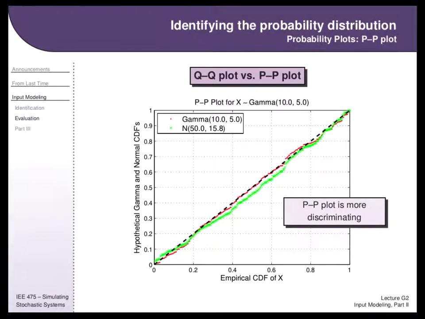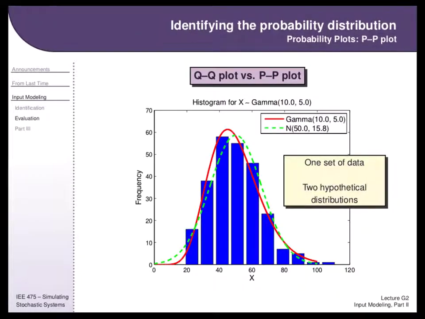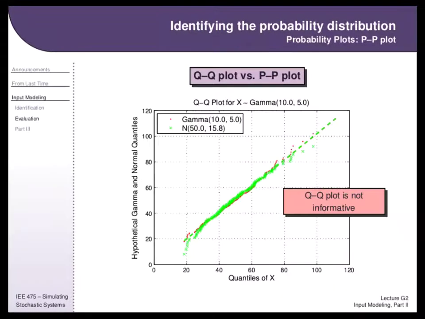But if I go to the PP plot, then I see the red one lies right on top of this line, but the green one has got more deviation here. So there's actually daylight between these two. That tells me that the red, the gamma, is probably a better fit. And that's actually good because the data that I drew from is actually from a gamma distribution.